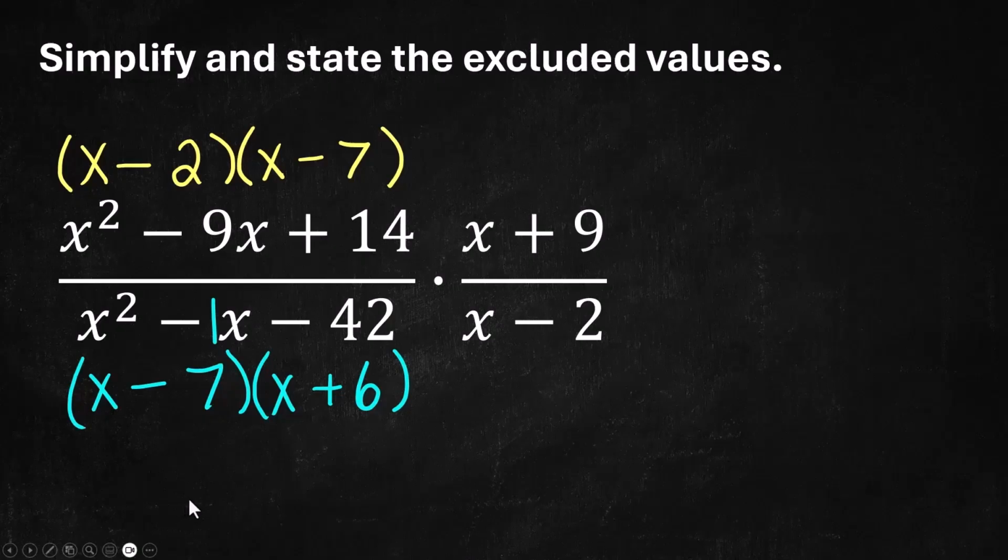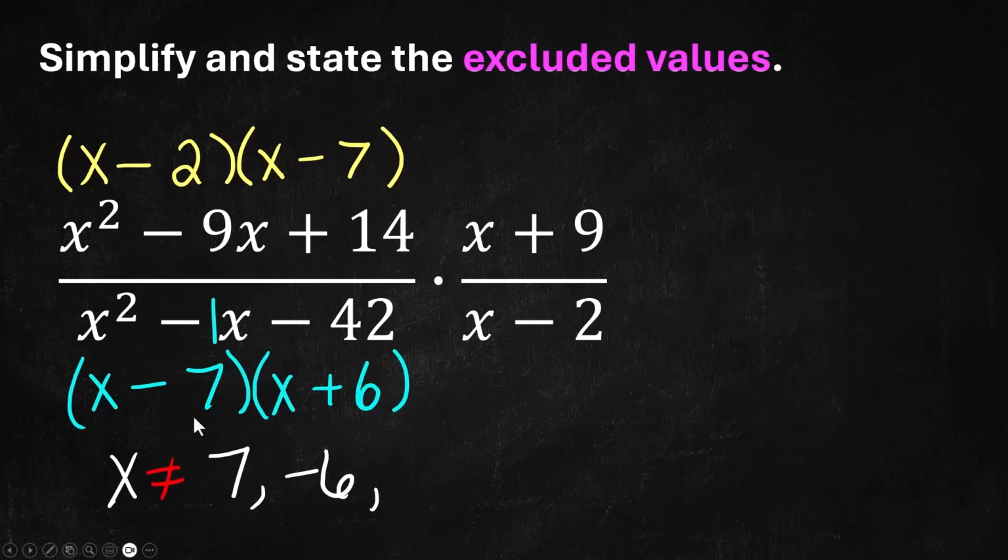Once we have everything factored, let's come up with excluded values. Excluded values for something like this mean where the denominator would be 0. What numbers, if we substitute them in for x, are going to cause a 0 to show up in the denominator, which we all know ends the world when that happens. Here, we know that x can't equal positive 7 and x can't equal negative 6.